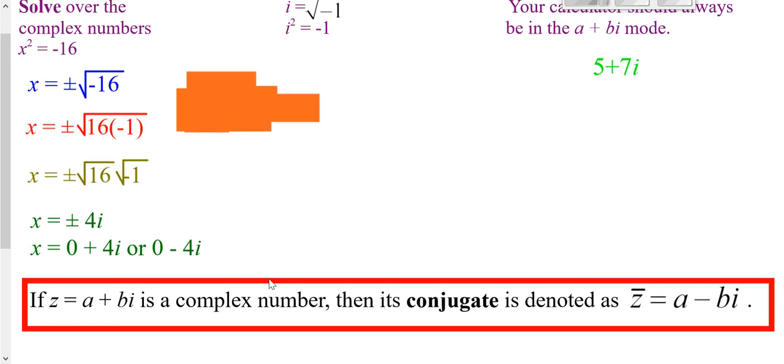As a side note, if you switch the sign in between, like this right here, and switch it to a minus, that is referred to as your conjugate, denoted as z with a bar above it.